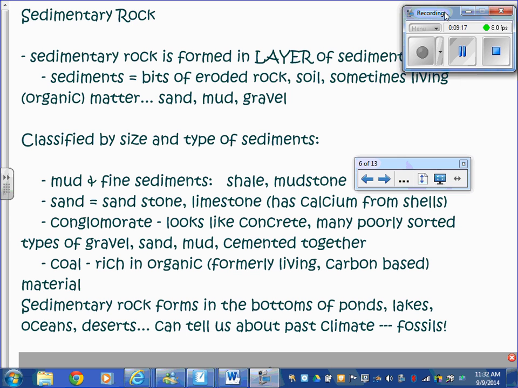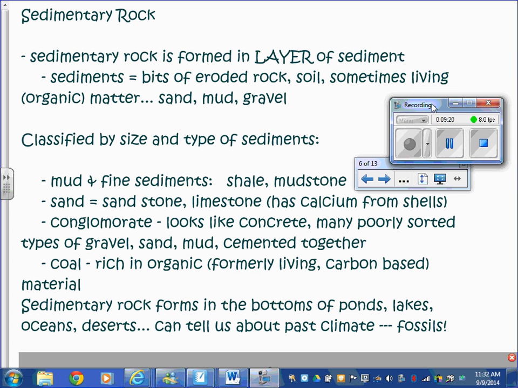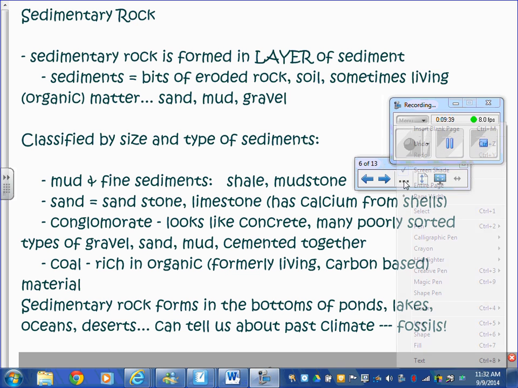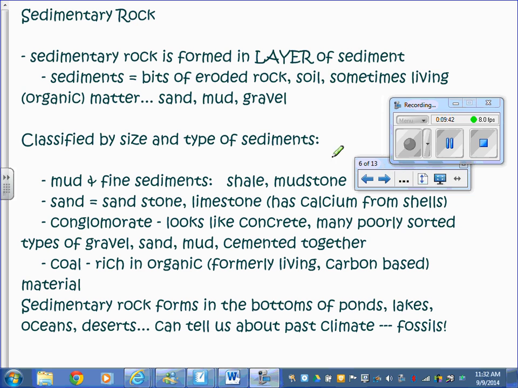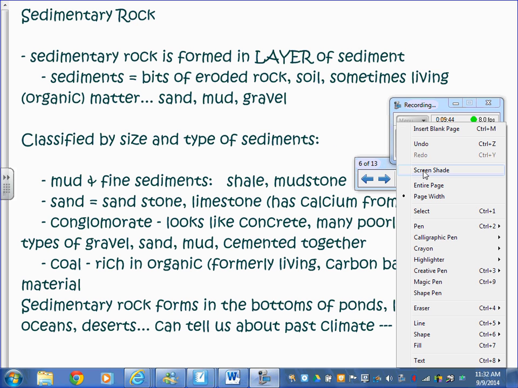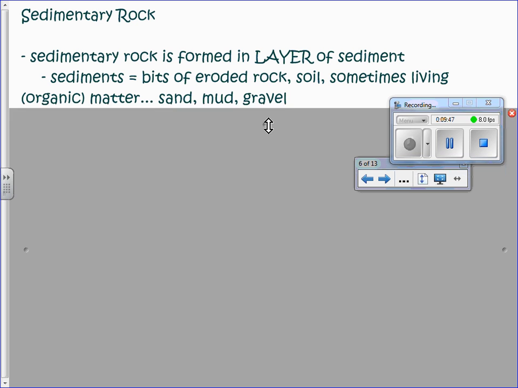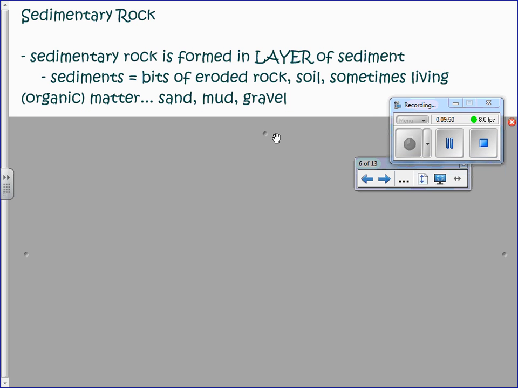Next we have sedimentary rock. Now here in Colorado, jumping back to the igneous rock, we have a lot of granite. But we also, in Colorado, have a lot of sedimentary rock. Sedimentary rock is rock that is formed in layers of sediment. Let's do this one at a time. So sediments are just bits of eroded rock or soil. Sometimes there's fossils. If you find fossils in the rock, it is sedimentary rock.